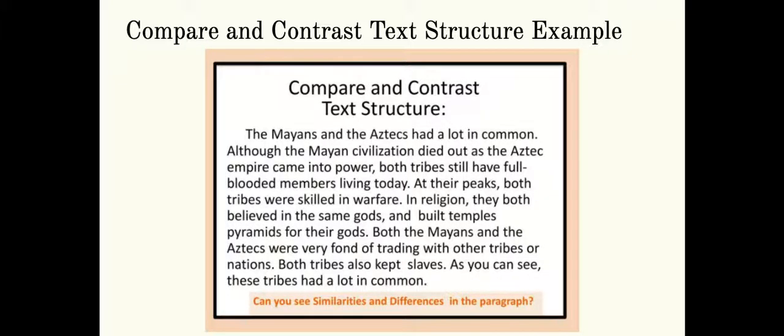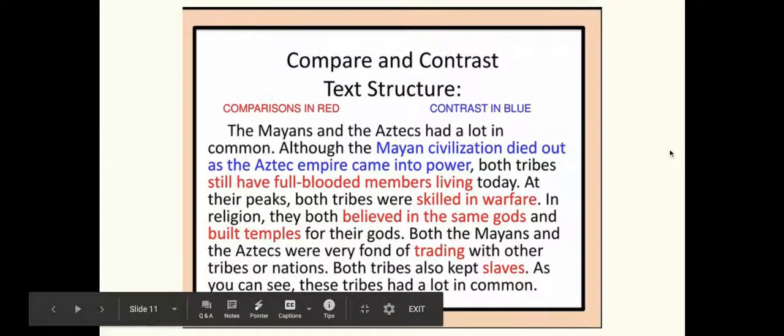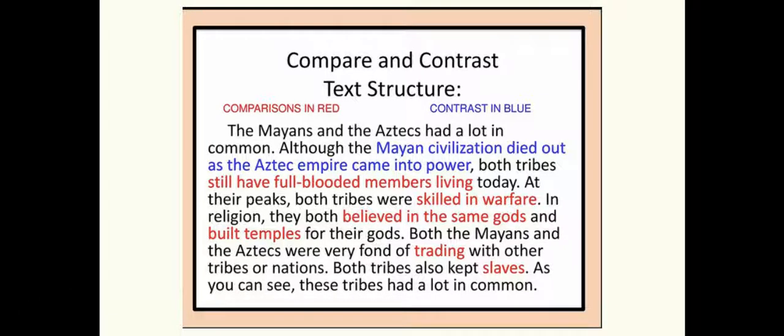So on the next page, I'm going to show you the comparing and contrasting. So in red is everything that is compared. So those are the things that are similar. They both still have full-blooded members living today. Both the Mayans and Aztecs were skilled in warfare. They believed in the same gods. They built temples. They traded, and they also kept slaves.